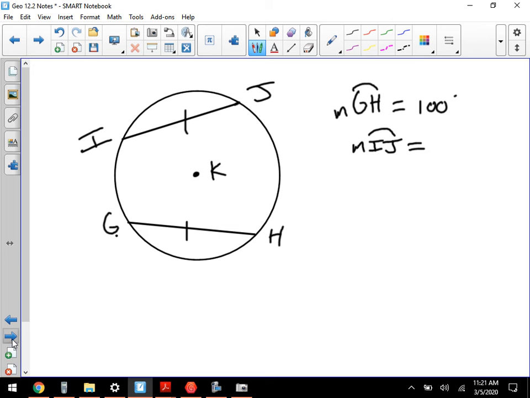Okay. So, are those two chords, IJ and GH, the same? How do we know that? Tick marks, right? Okay, and they're in the same circle. Good. Now, if the arc that hits GH is 100 degrees, what does IJ have to be?